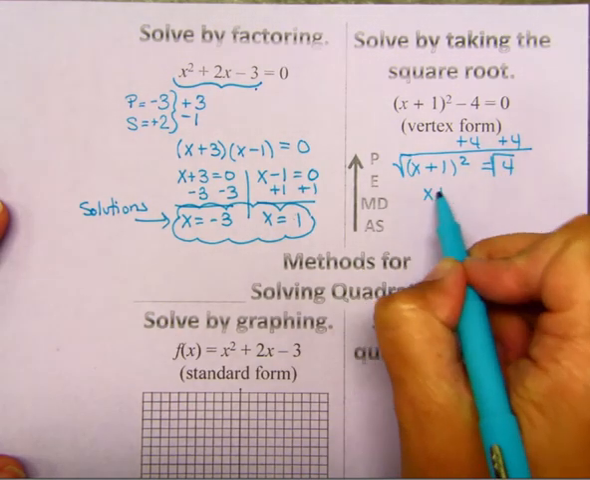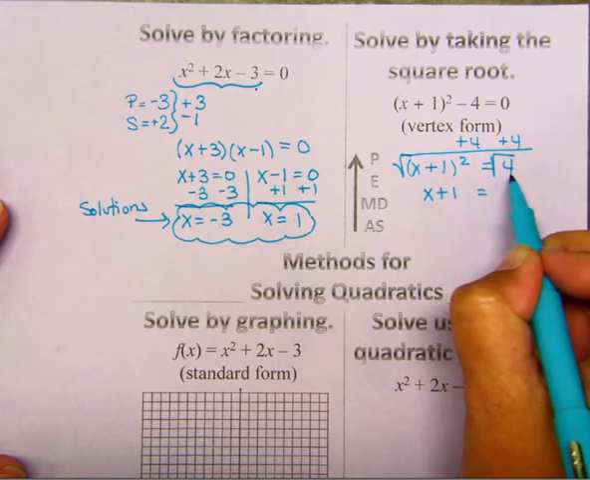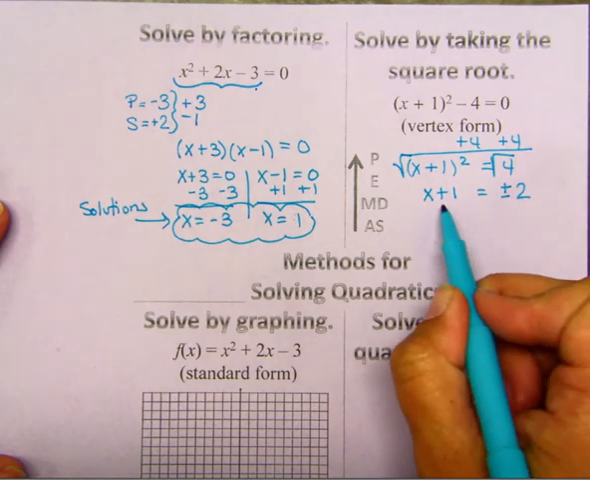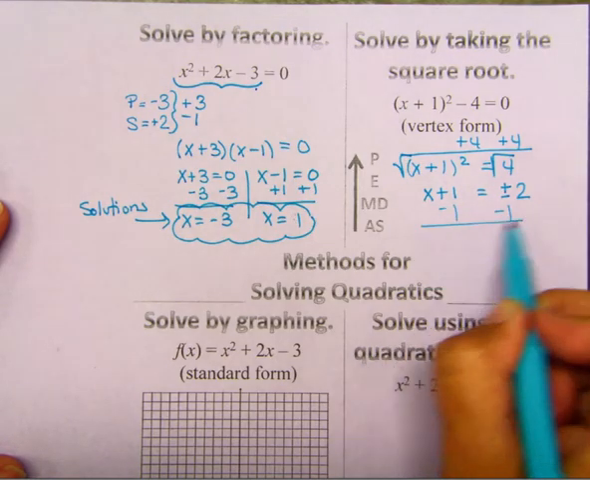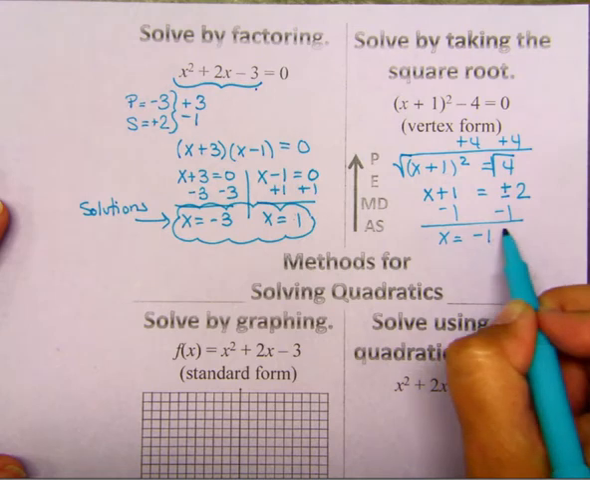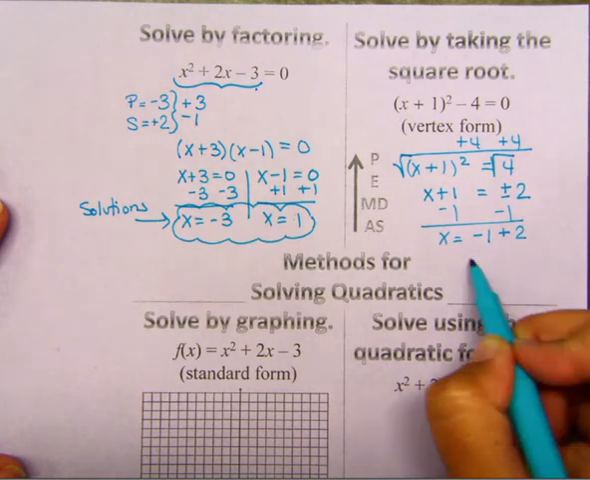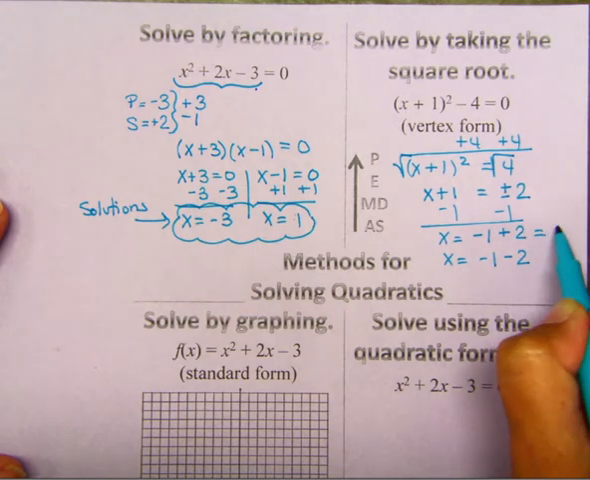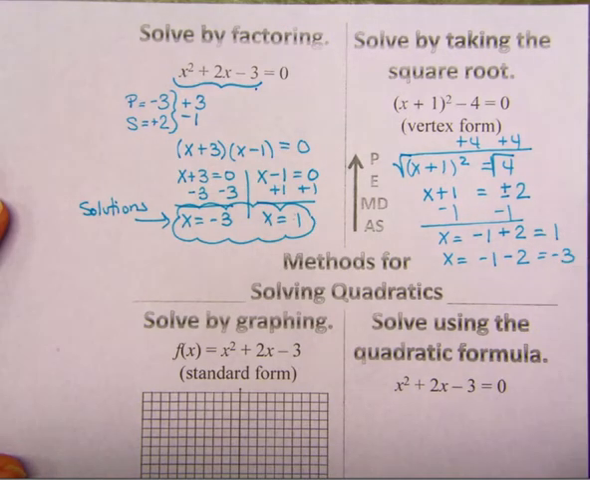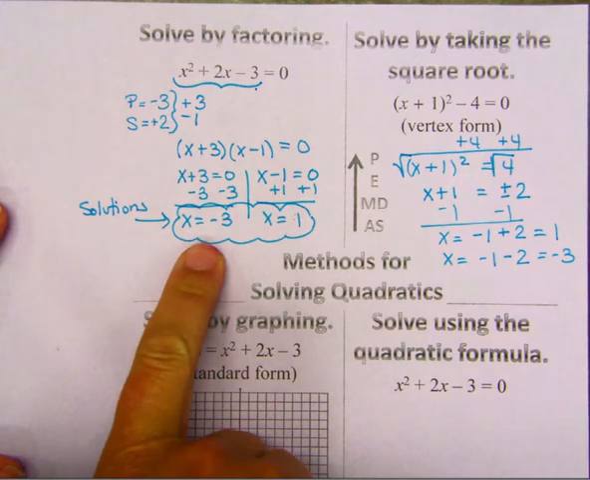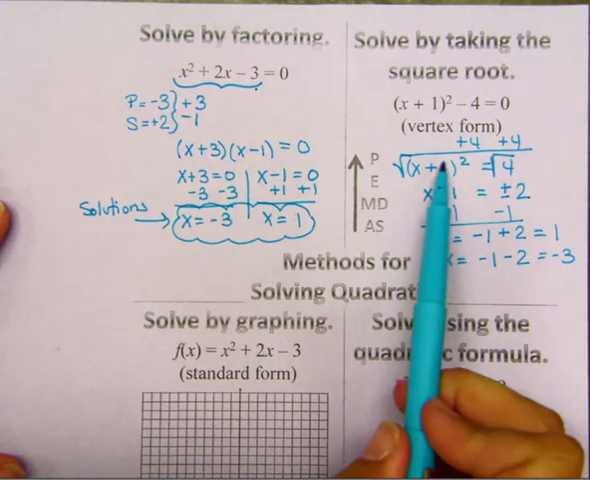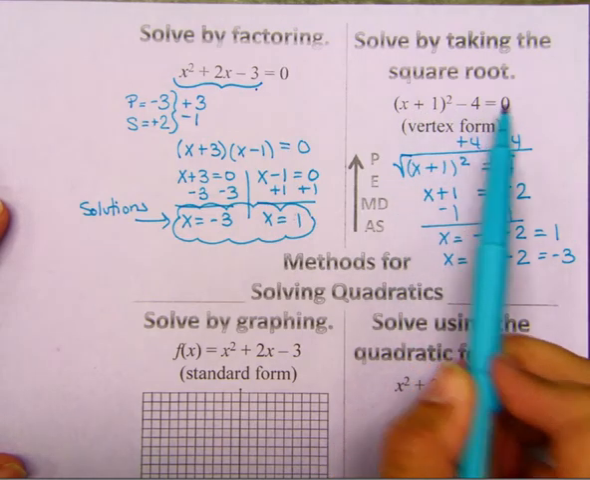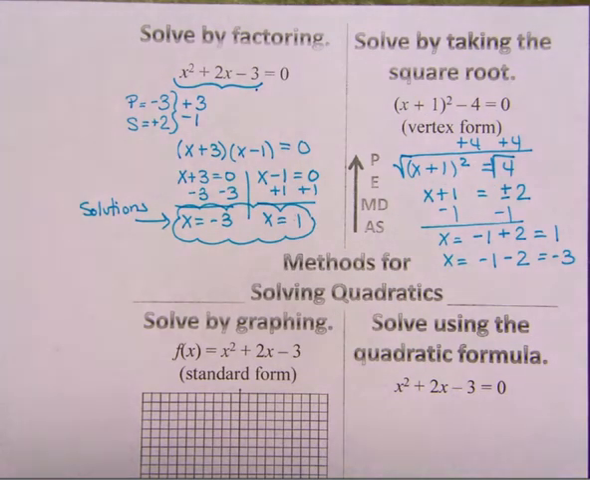and so I get x plus 1 is equal to, now when you take the square root of 4, you get both positive and negative 2. And then I can go ahead and subtract 1 from both sides. So I get x is equal to negative 1 plus 2, and x is equal to negative 1 minus 2. And so my answers are a positive 1 and negative 3, just like they were over here when I factored it. All right. Now, this method is very limited. You absolutely have to have it in this vertex form in order to break it up.